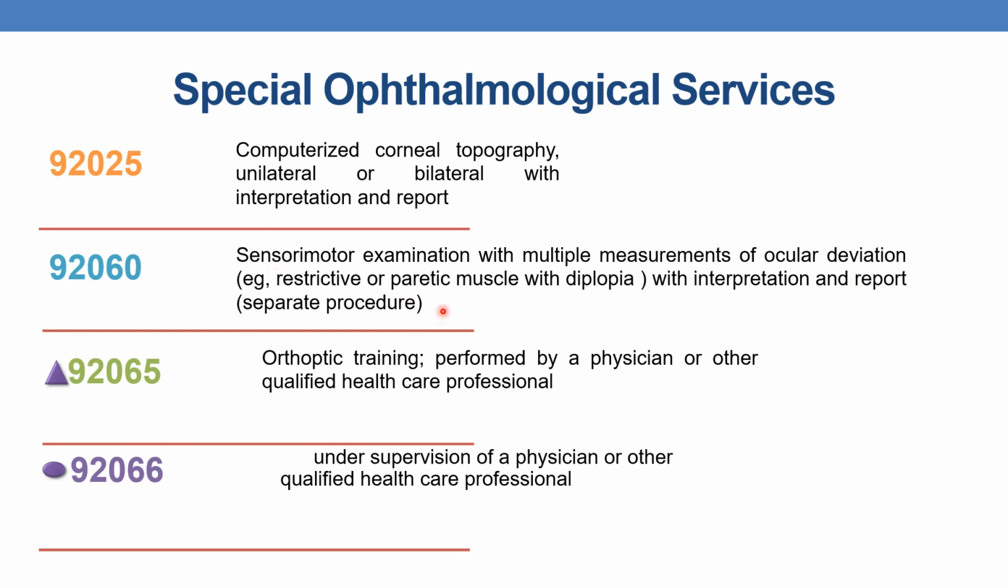for example, restrictive or paretic muscle with diplopia, with interpretation and report. The next is 92065. This code we have discussed earlier. This is a revised code that is indicated by a triangle. Ortho-optic training performed by a physician or other qualified healthcare professional. The next is the new code, which is indicated by a circle. 92066, ortho-optic training under supervision of a physician or other qualified healthcare professional.